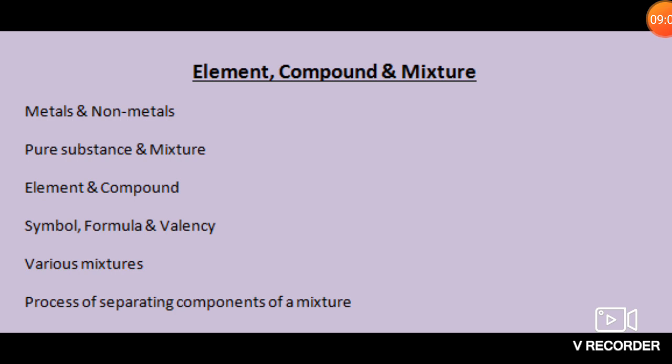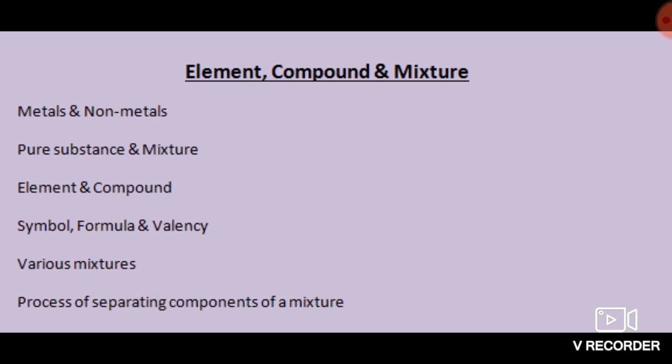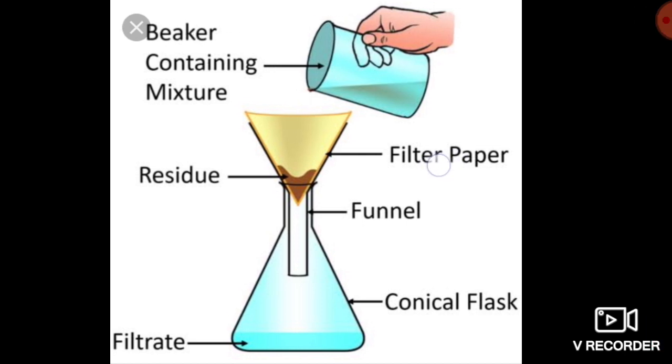And today's last topic is the process of separating components of a mixture. Now let us take a glass of muddy water in which there is mud and water mixed. If we want to separate mud from water, what do we do? We take a conical flask, in it we put a funnel, and in the funnel we put filter paper.